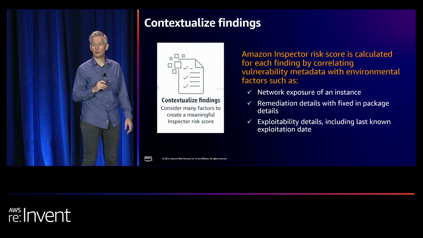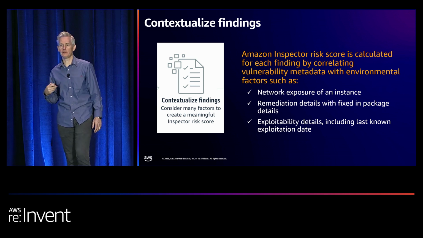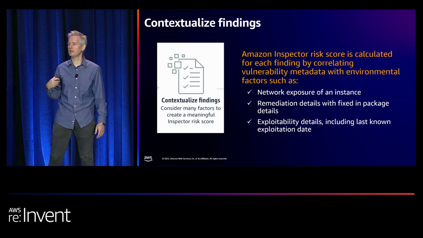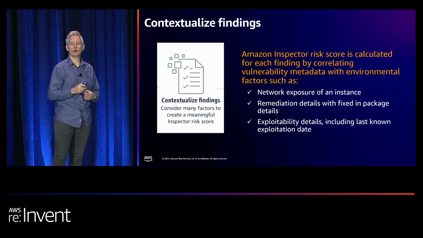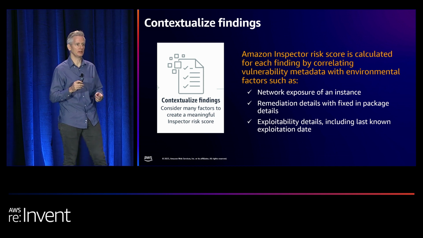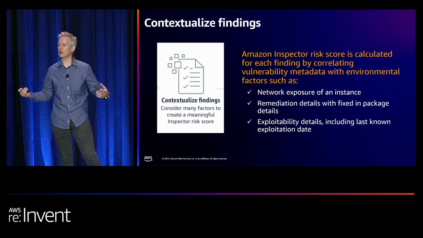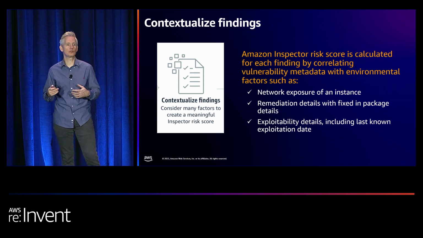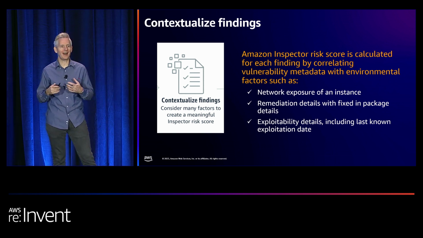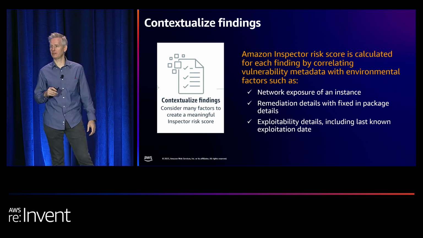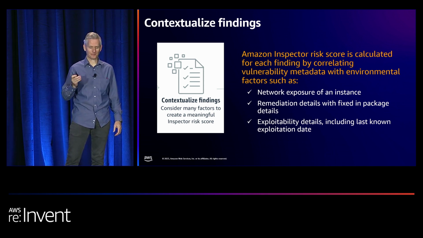Once we have those findings, we contextualize them. What does that mean? Well, we try to make the findings most relevant for your environment, and we pull in different sources of information in order to do that. So we look at your network exposure for EC2 instances. We look at the CVE, and we try to look at the exploitability scores, and we take all this data and we rescore your vulnerability into something we call an Inspector score in order to highlight the most important things to fix first so that you can make the most impact possible.